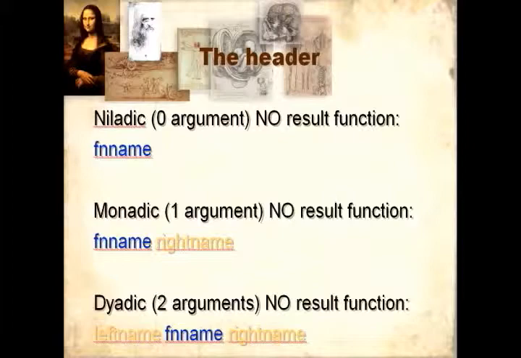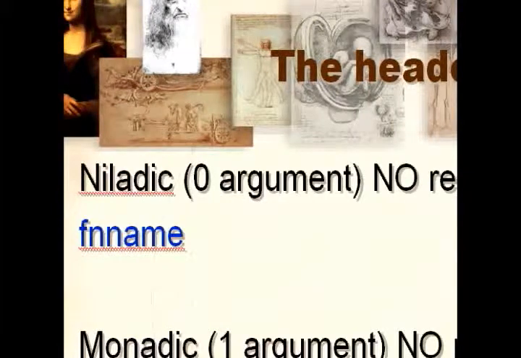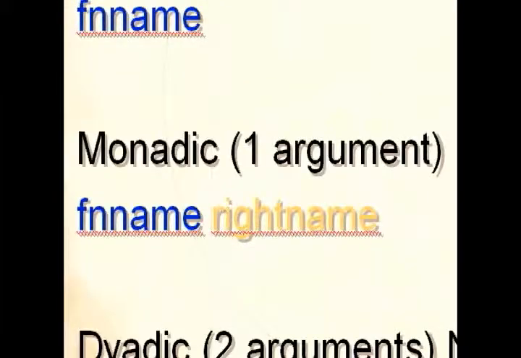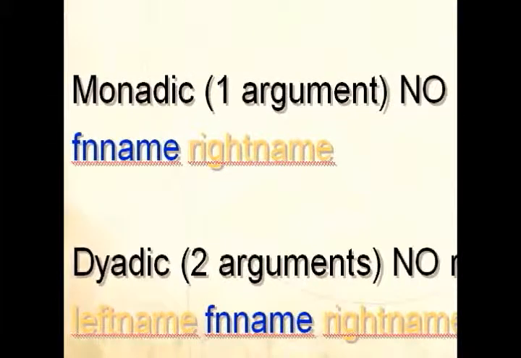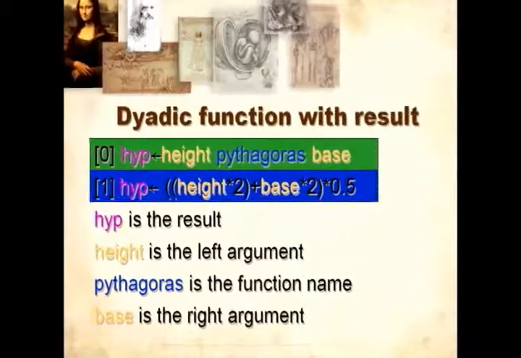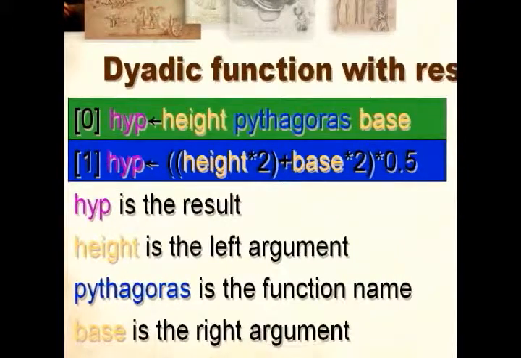Similarly, functions that do not return results would be described this way. A niladic function without any arguments would just be supplied with simply the function name. There is no result, so there is no name for the result variable. There are no arguments, so there's only the function name. A monadic function would only have the function name and its right argument. And a dyadic function that still returns no result would only have the left argument and the right argument around the function name.